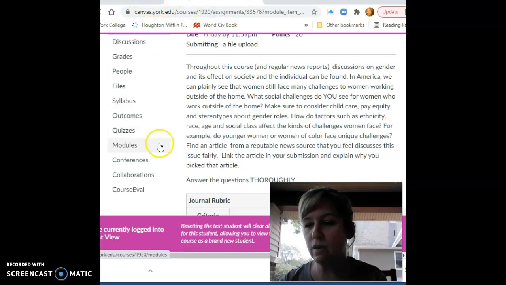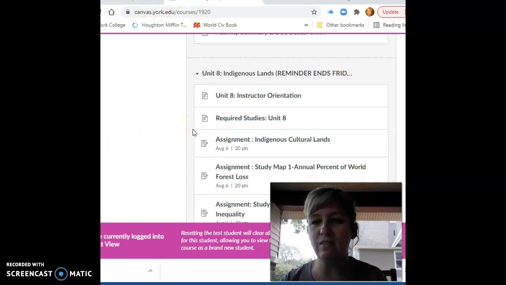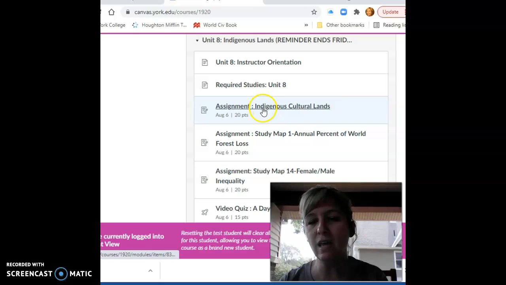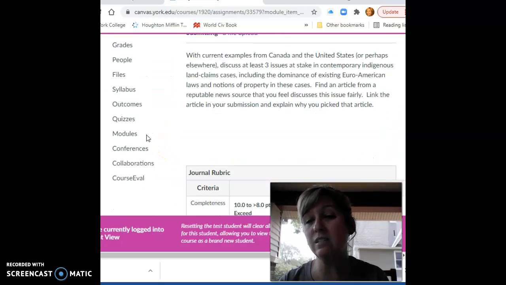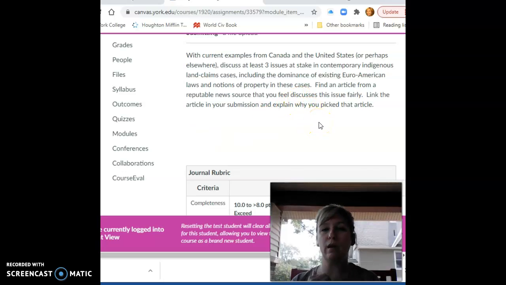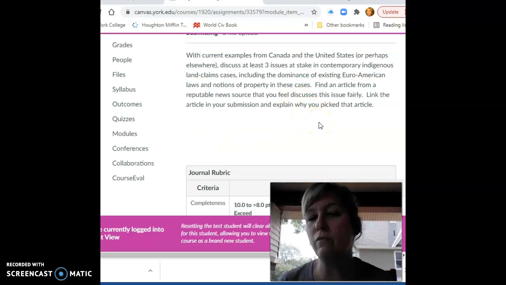The second assignment that you've got this week is called Indigenous Cultural Lands. And again, this idea is something that's important to us as Americans. We need to be much more aware of this as the conversation is not going away, and it shouldn't. So make sure that you do both of those assignments.